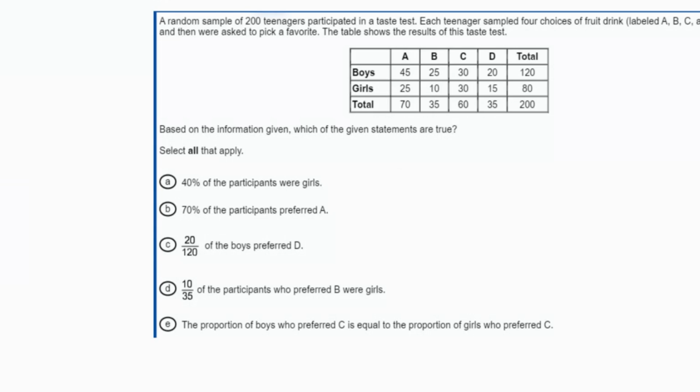It says, based on the information, which statements are true, select all that apply, means we try every answer. The first one says 40% of the participants were girls. So I want to see how many total girls there are, 80, out of how many total participants, 200. I can use my calculator and divide that. 80 divided by 200 gives me 0.40. As a percentage, I'd move that decimal point over. That is, in fact, 40%. So A is correct.